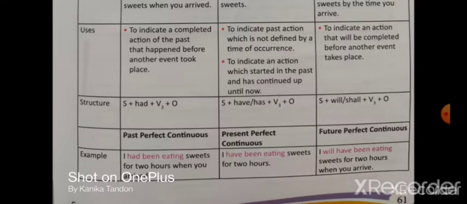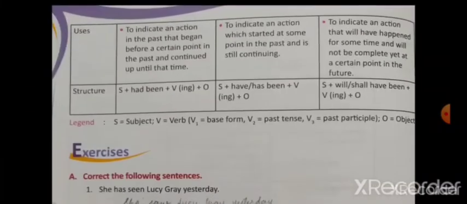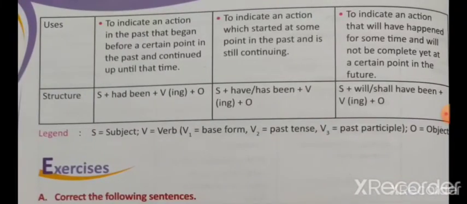We'll talk about past perfect continuous. Coming on to the next page, we will see the examples. Here, to write the sentence in past perfect continuous, we write subject plus had been plus verb in its ing form and then the object. So here we use the sentence, I had been eating sweets for 2 hours when you arrived.